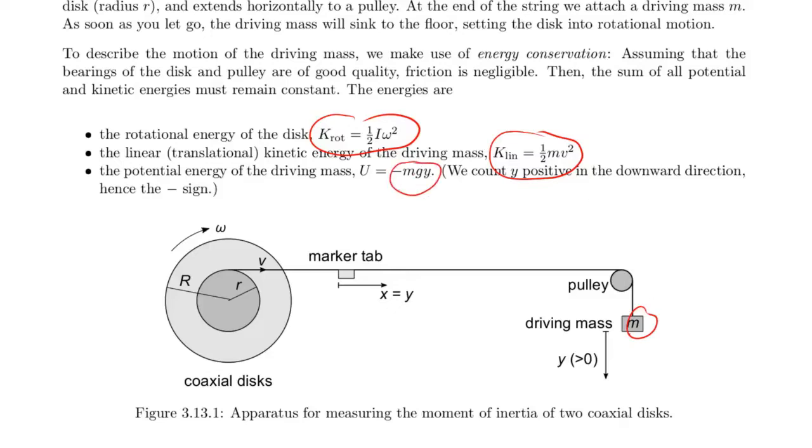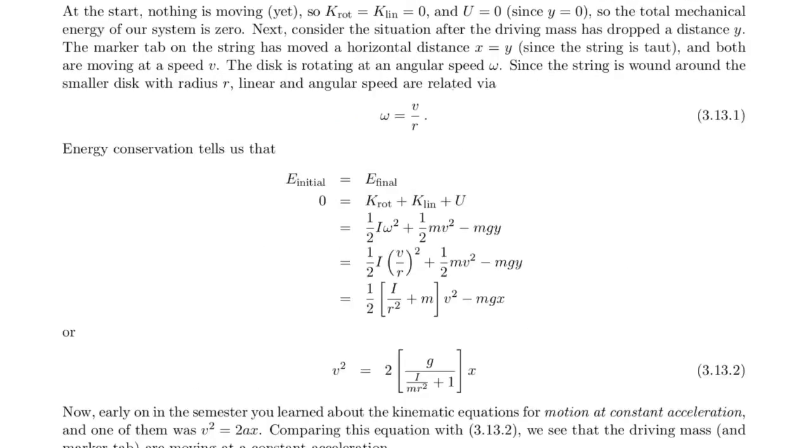In this case, we count y as positive in the downward direction, so y increases as the mass sinks to the floor. The linear speed of the driving mass, v, and the angular speed of the spinning disk are related via omega equals v over r. So now we can use conservation of energy. E initial equals E final.